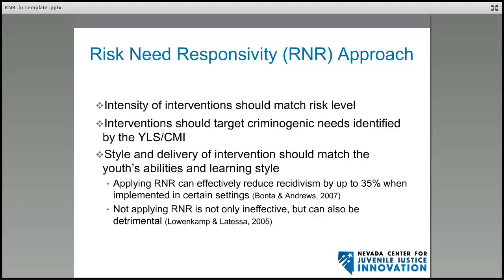Applying the risk-need responsivity framework in Nevada's juvenile justice system will ensure that the right youth receives the right program or intervention for the right amount of time and in the right way.